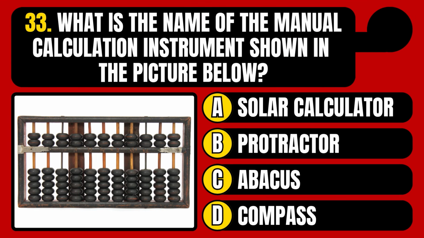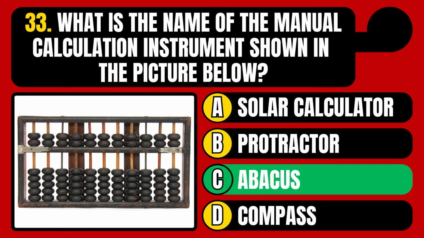What is the name of the manual calculation instrument shown in the picture below? Solar calculator, protractor, abacus, or compass? The correct answer is option C, abacus.